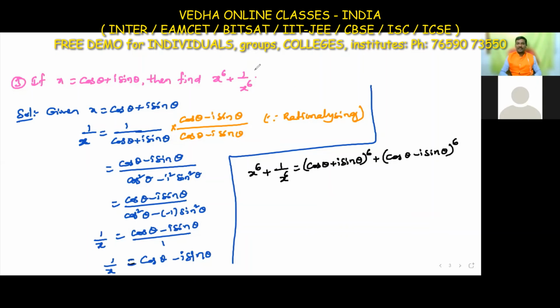We have De Moivre's theorem. De Moivre's theorem is very simple. Cos theta plus I sin theta whole to the power n: whenever we have the power n, we just write that power n in front of the theta. That means cos n theta plus I sin n theta. This is the formula. So we are going to apply it now here.